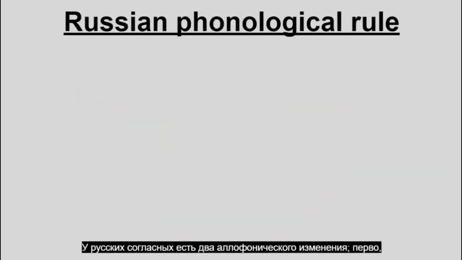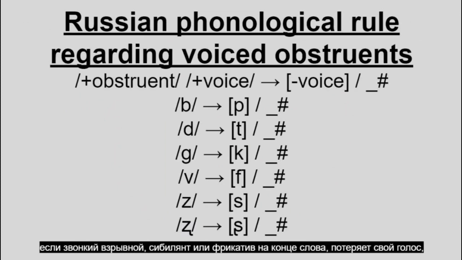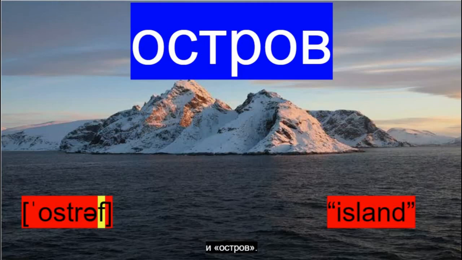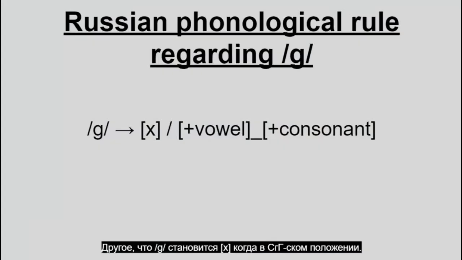Russian consonants have 2 allophonic variations. First, if a voiced plosive or fricative is at the end of a word, it loses its voice like in snek and ostrov. The other one is that g becomes ch when in vowel g consonant position.